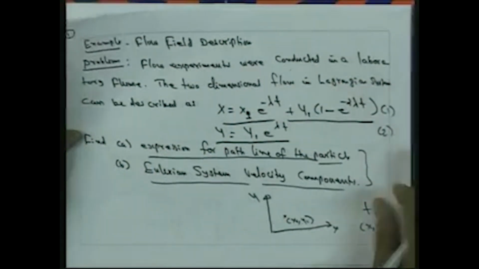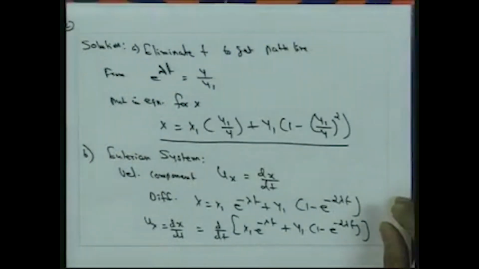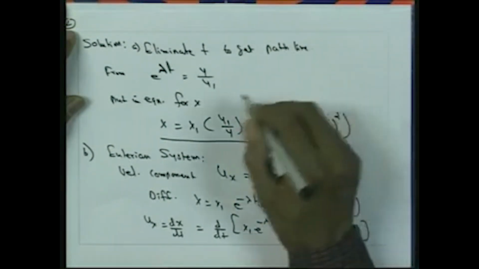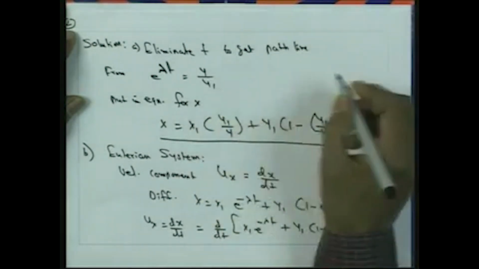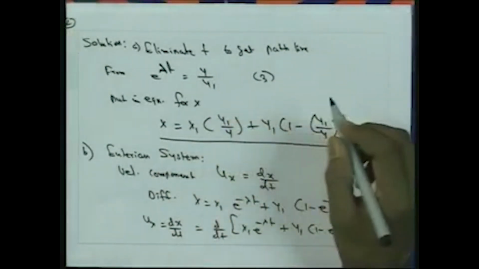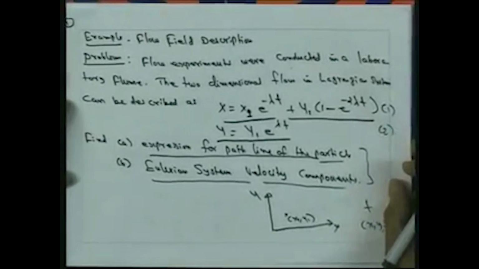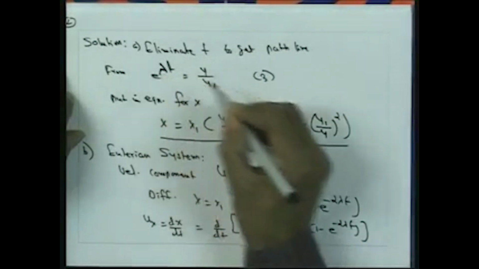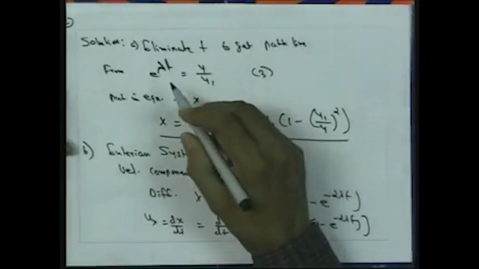Say, first, we want to find the path line for the particle. Path line means it should be an expression without any time. So we will use equations number 1 and 2 and eliminate t, the time component, to get the path line. From the second equation, y is equal to y1 into e to the power lambda t, so we can write e to the power lambda t is equal to y by y1. This e to the power lambda t is also there in equation number 1.